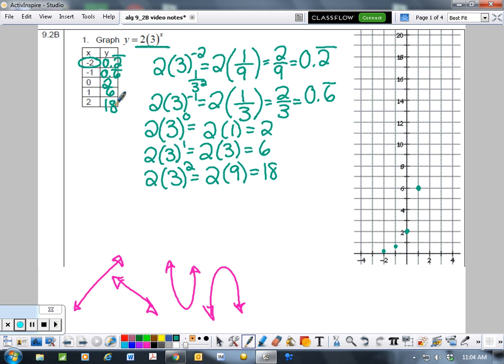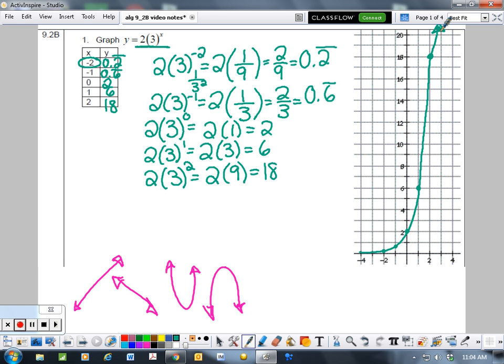Whew. So (2, 18). Now let's take a real good look at this. When I graph it, what's going to happen is I'm going to come really close to the x-axis, but I'm never actually going to touch it. And then I go up and up and up, and it just gets steeper and steeper as we go farther along. And so this is what an exponential function looks like.